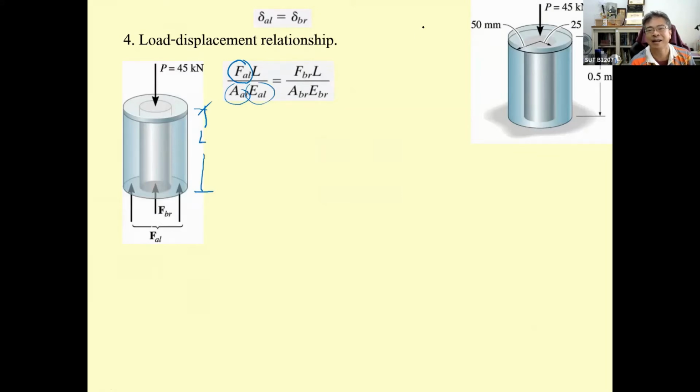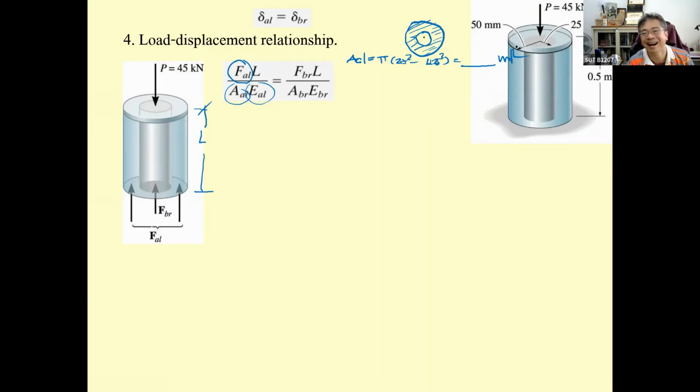And I could tell you the aluminum will have this kind of section. You may determine A sub AL equal to pi, this is going to be 50, that is 25 squared. This inside diameter 25 is going to be 12.5 squared. This is going to be the area of aluminum. It's a hollow section, so you have to use it.